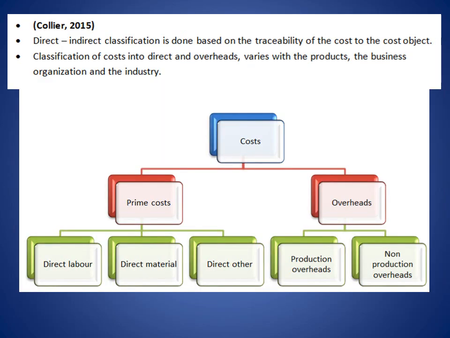Considering Collier 2015, direct-indirect classification is done based on the traceability of the cost to the cost object. So the classification of cost into direct and overheads varies with the products, the business, the organization, and the industry. When it comes to costs, we can categorize them as prime costs and overheads. Prime costs mainly include direct labor, direct material, and direct other costs. Overheads include production overheads and non-production overheads.